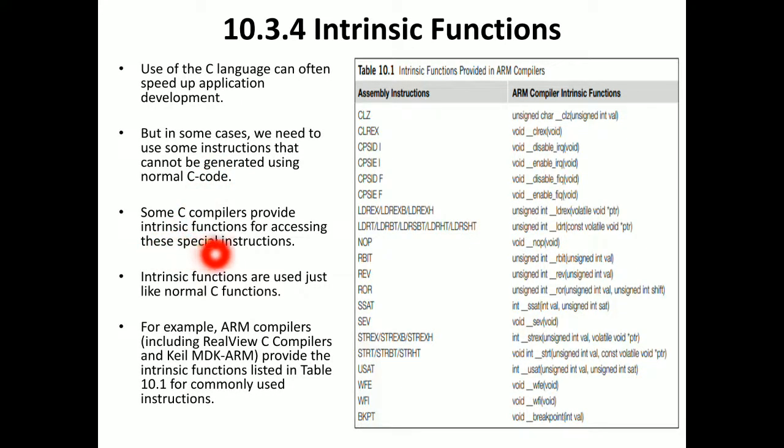Some C compilers provide intrinsic functions for accessing these special instructions. These special instructions are obtained from the ARM compiler, the Keil MDK ARM compiler. This compiler has some extra C executable instructions. These are the instructions: CLZ, CLREX. These are the assembly instructions, and the right side shows the compatible C programming instructions.